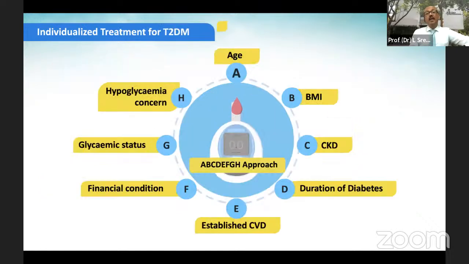And for any diabetic patient, we need to look at what factors are considered: age, BMI, CKD, duration of diabetes, established CVD, financial condition, glycemic status, hypoglycemia. This is a very, very apt practical approach called the ABCDEFGH approach from our own RSSDI.